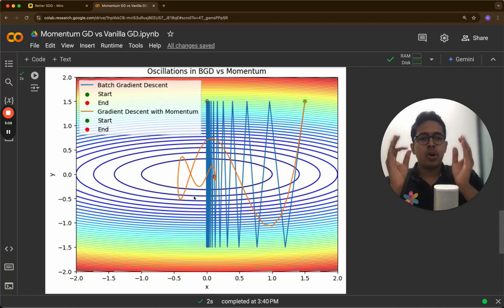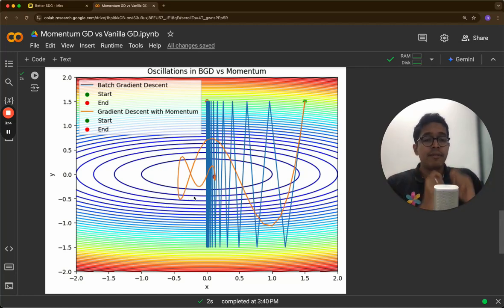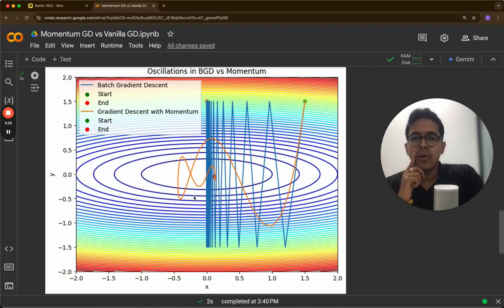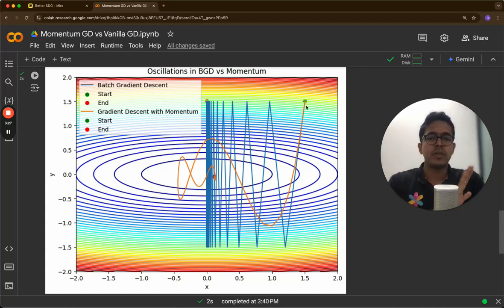What are we trying to do? We are trying to plot the path that the parameters took. Meaning, we are plotting the values of x and y at every single time step for two different methods, one for batch gradient descent and one for momentum based gradient descent. So let's look at batch gradient descent first. In batch gradient descent, there is no concept of momentum. So the way in which the parameters get updated will not resemble the way in which a ball is moving down the contour.